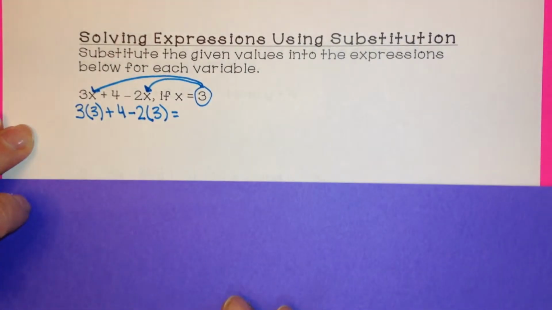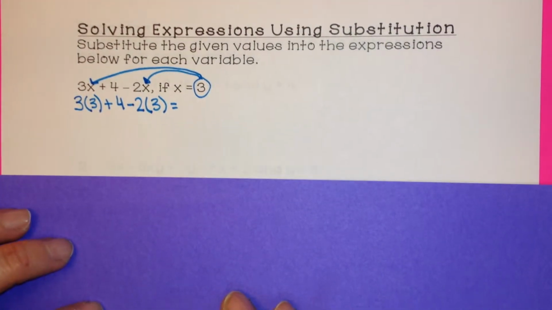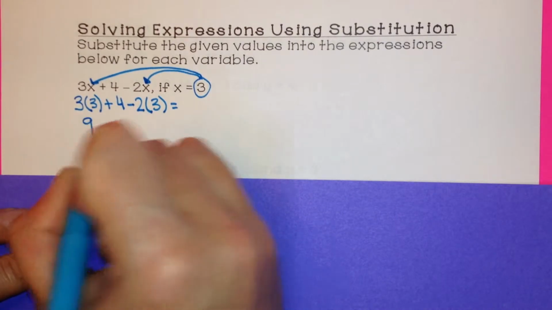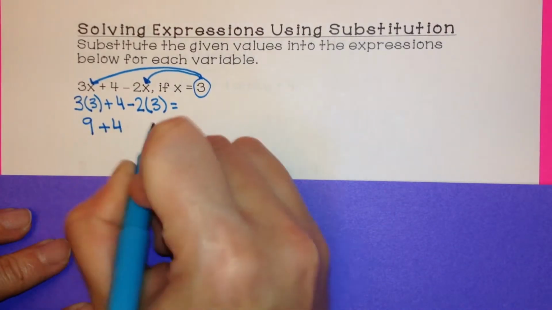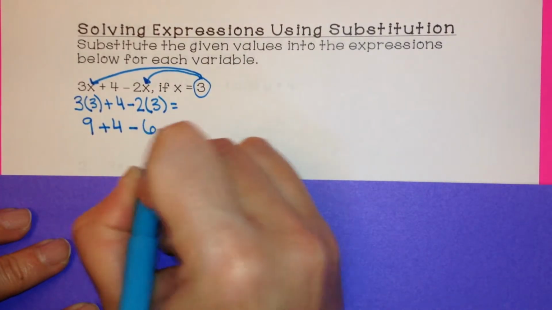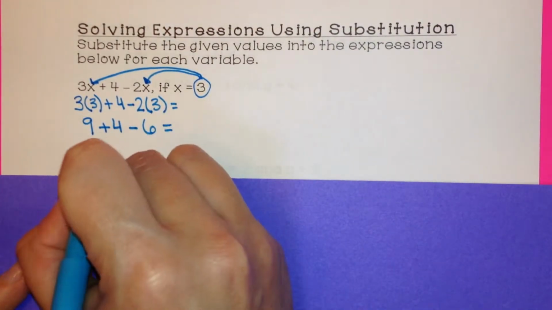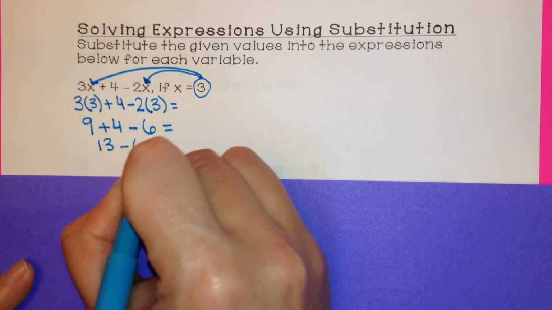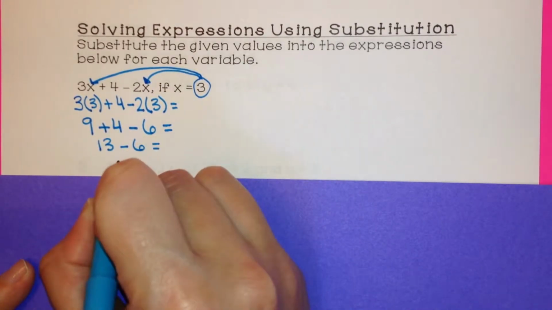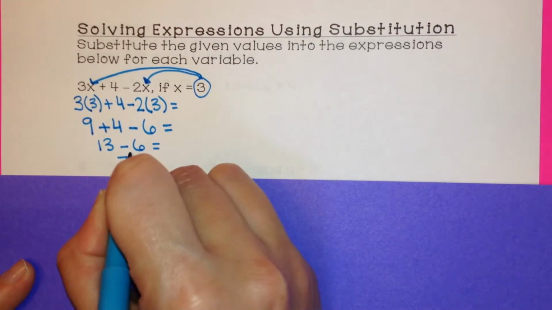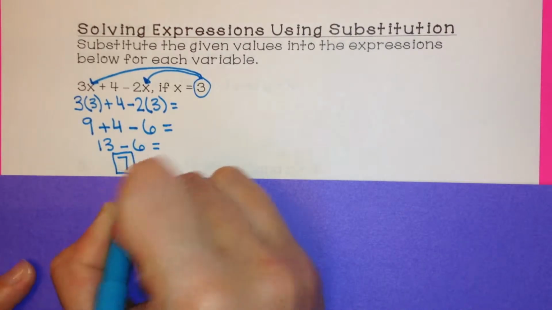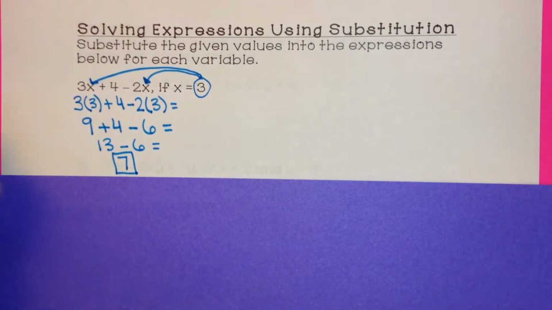Now I'm going to use order of operations to simplify. 3 times 3 is 9, plus 4, minus 2 times 3 is 6. Then I'm going to work left to right. 9 plus 4 is 13, minus 6. And 13 minus 6 leaves me with 7. Okay.